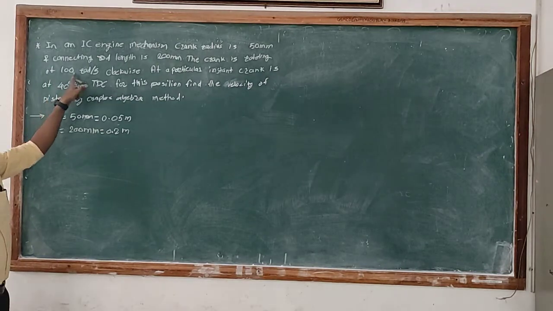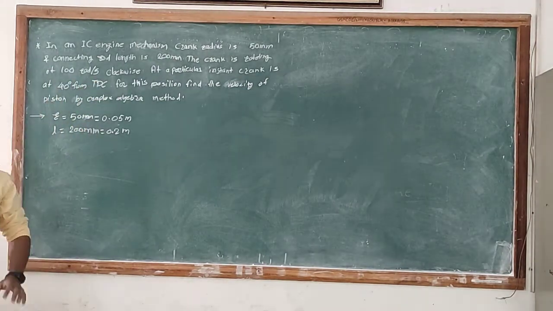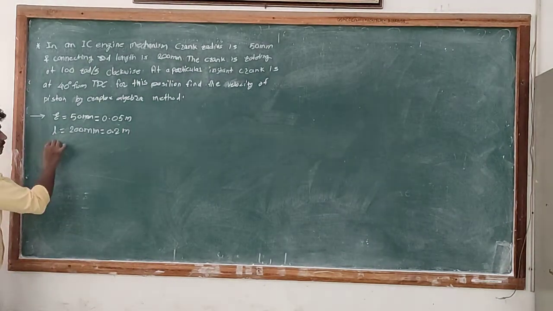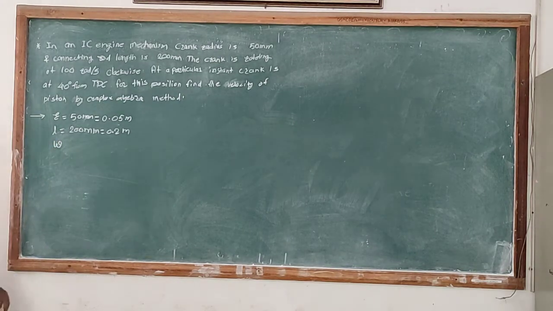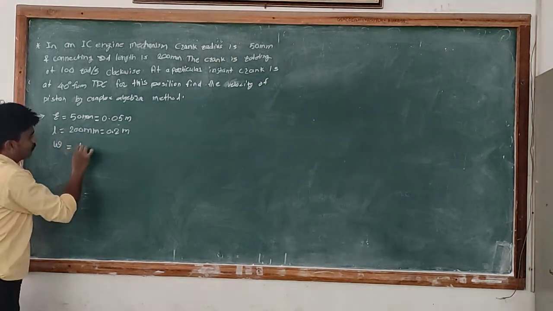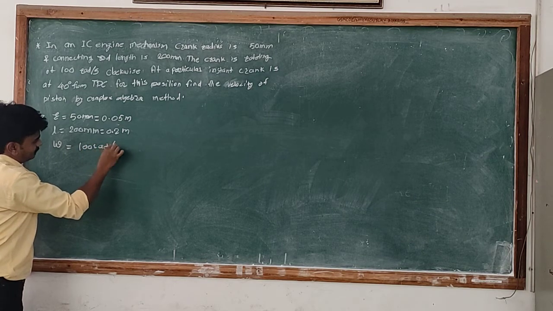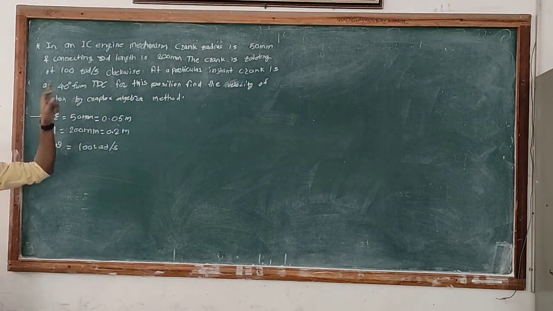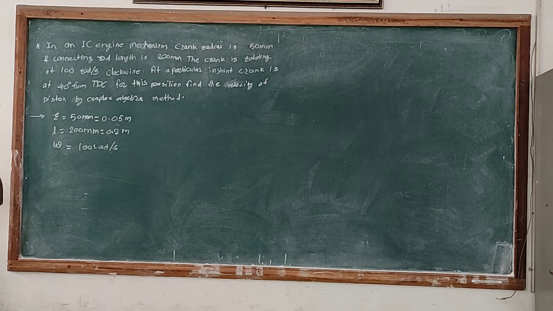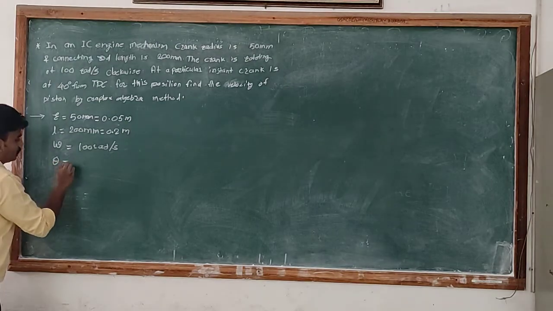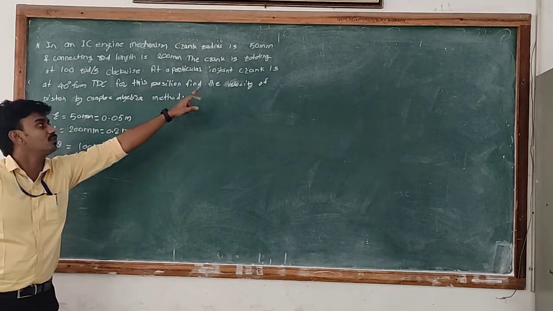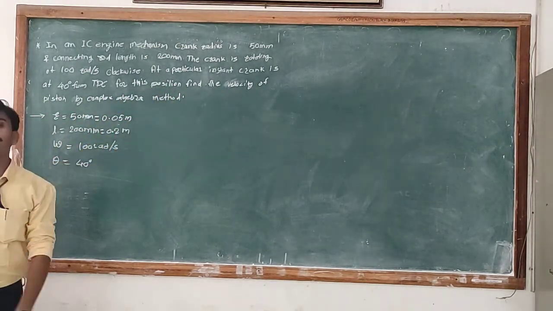The crank is rotating at 100 radian per second. The speed of the crank is 100 radian per second. That is omega of the crank, equal to 100 radian per second. At the particular instant, the crank is at 40 degrees from the TDC. They have given the position of the crank from the TDC, that is theta, equal to 40 degrees. And they ask: for this position, find the velocity of the piston by the complex algebra method.